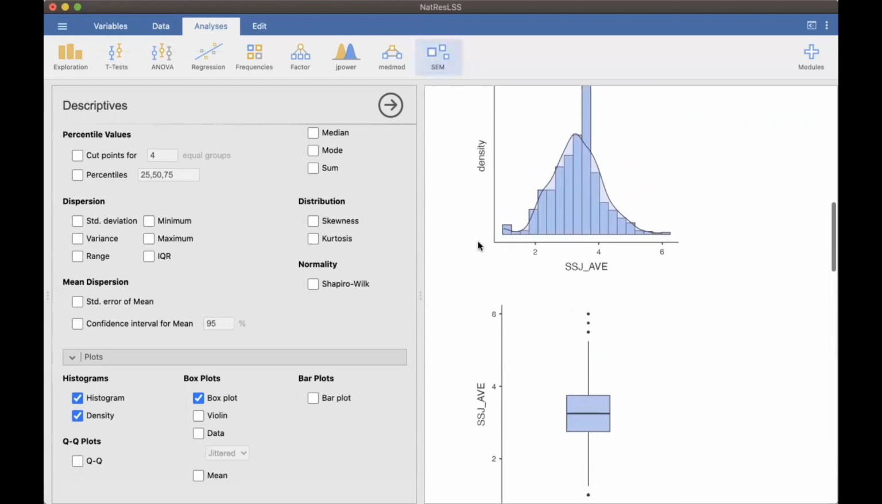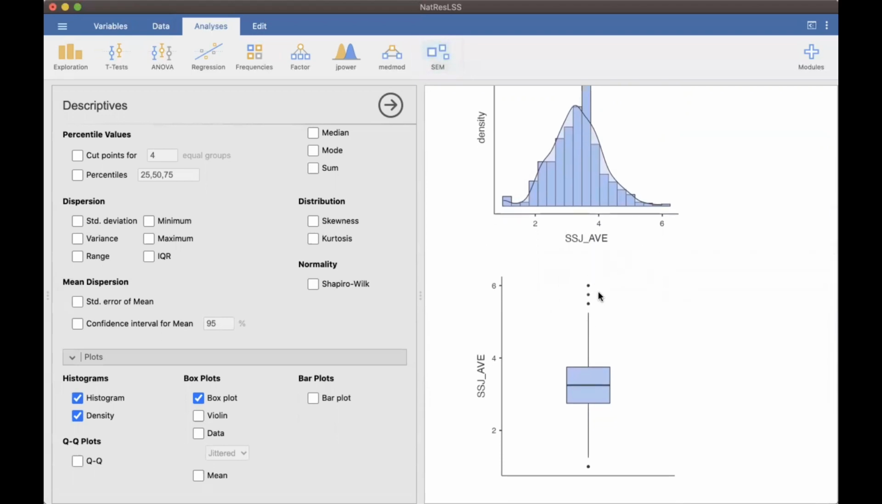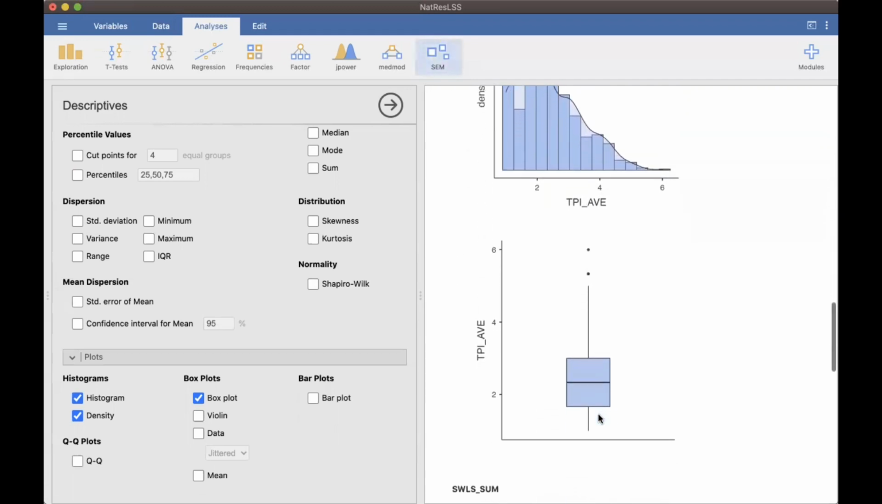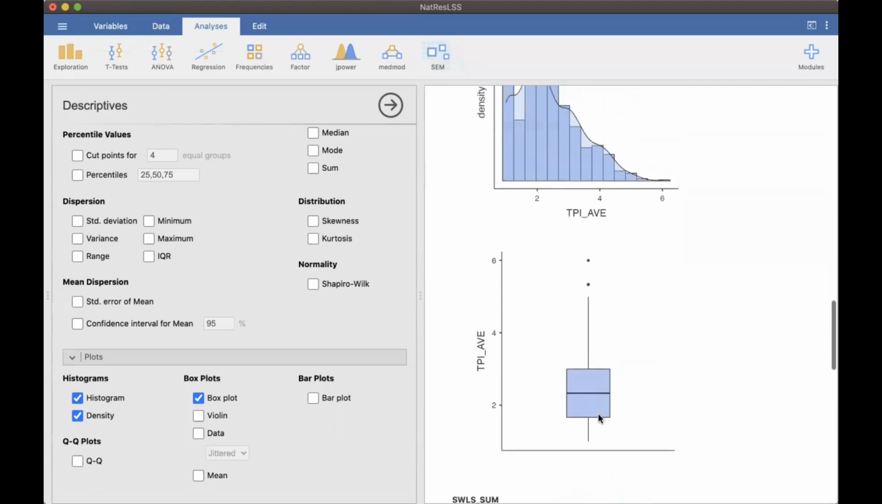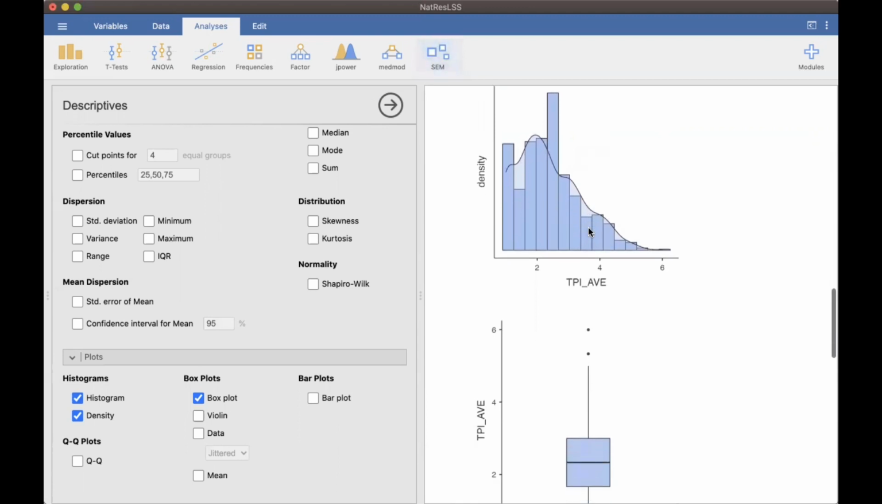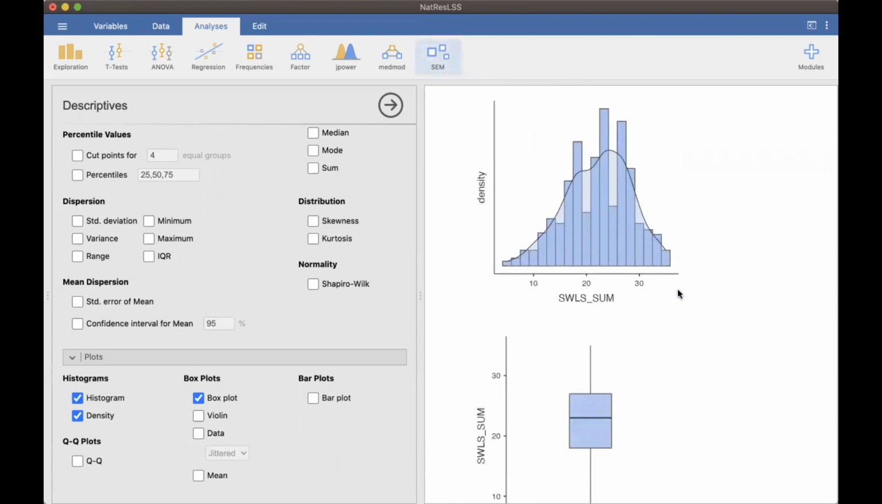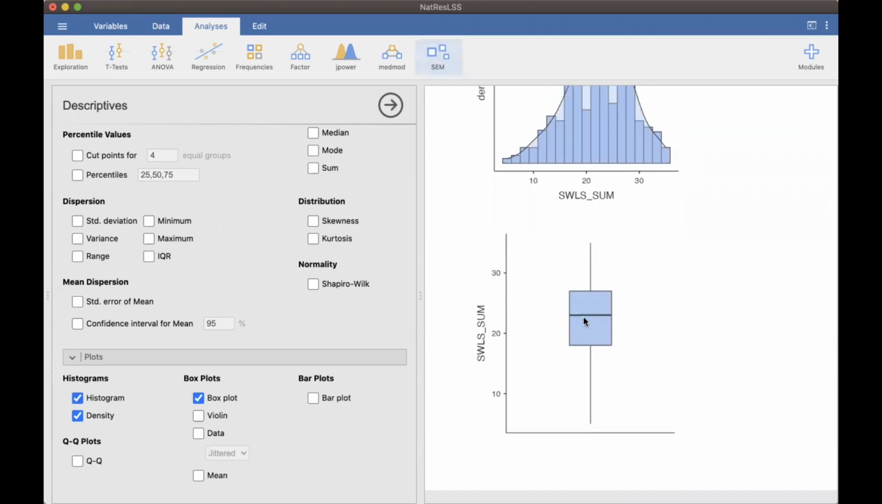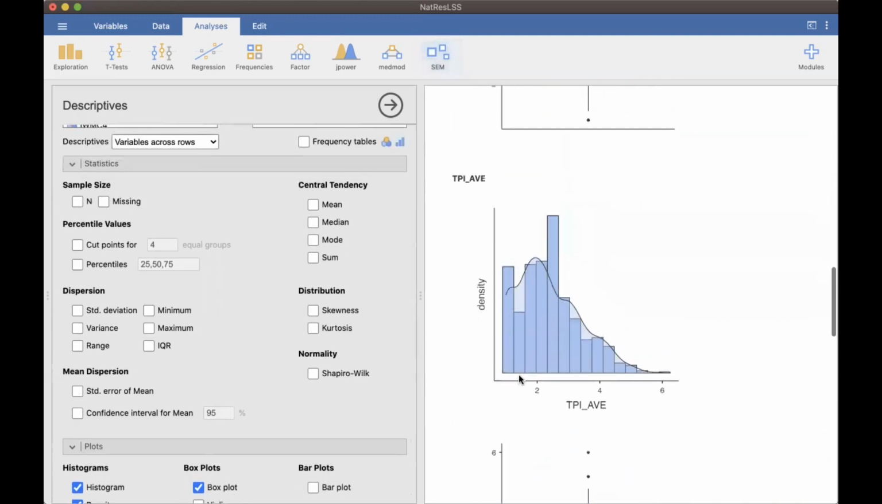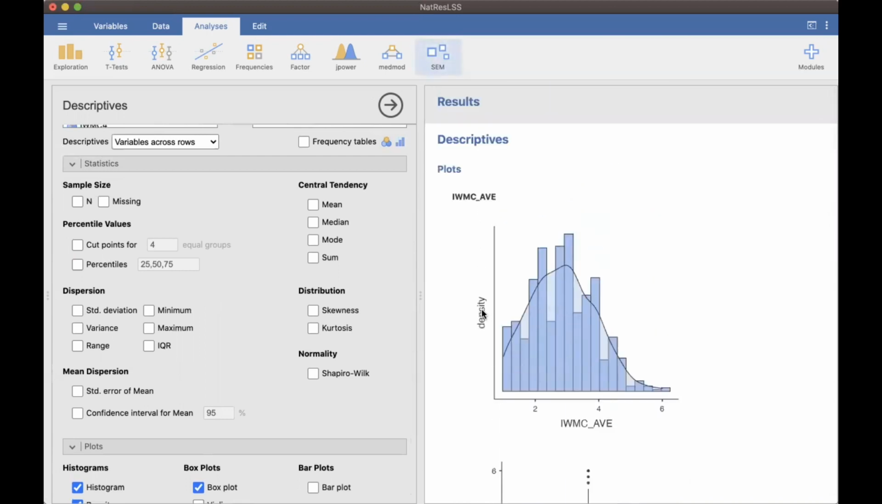This one, I think this SSJ means social justice. No, this appears to be a little bit more normally distributed compared to the other continuous variables that we are looking at here. This one is really positively skewed. This is trust in public institutions, so it's kind of skewed towards lower scores. This one is a little bit more symmetrical, right? So those are the ways you can visualize.